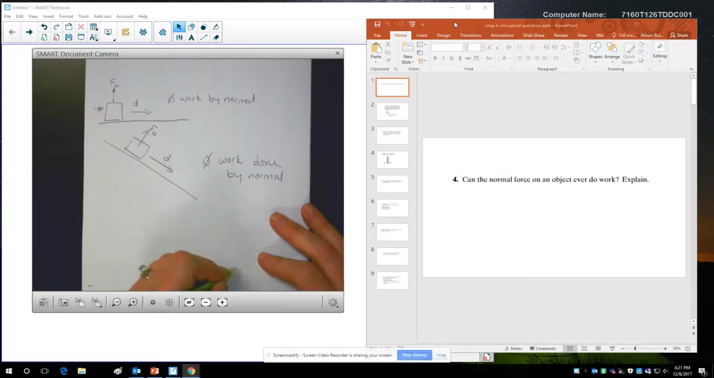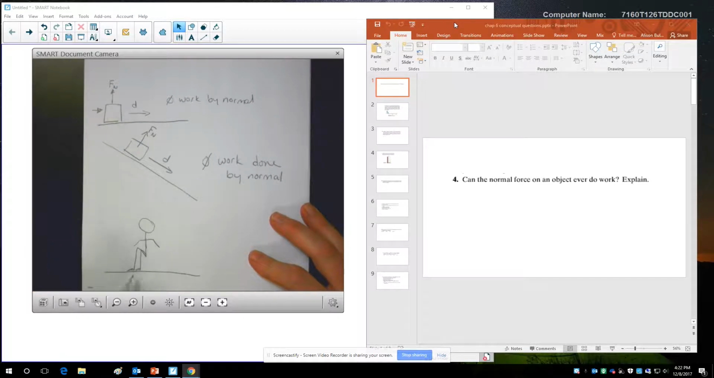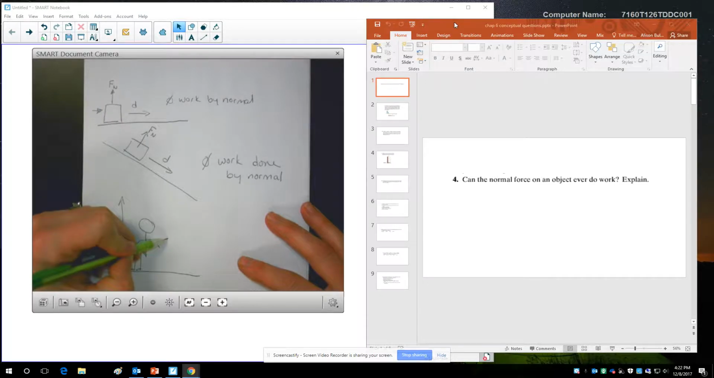There is a way that the normal force can do work. Think about you preparing to jump off of the floor. So you've bent your knees, and your feet, because of that bending, are pushing down on the floor, and the floor pushes up on you. In order to get you to accelerate up into the air, the normal force on your feet, F sub n, must exceed the pull of gravity on your body.